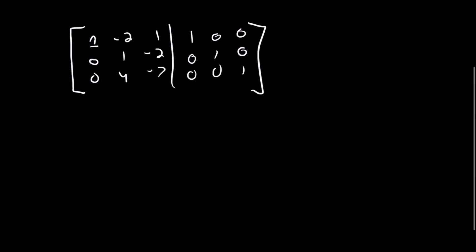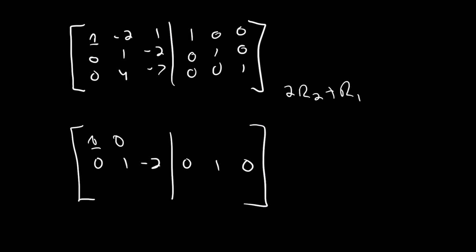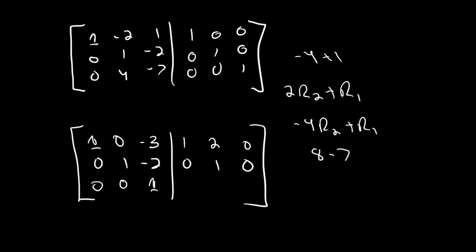Okay. So let's find the second row. So we're going to do 2 row 2 plus row 1. Okay. It's going to be -4 plus 1, which is -3, 1. It's going to be 2, and it's going to be 0. Okay. So for the second one, we're going to do -4 row 2 plus row 1. It's going to be 0. It's going to be 0. It's going to be 8 minus 7, which is going to be 1. It's going to be 0. It's going to be -4 and 1.